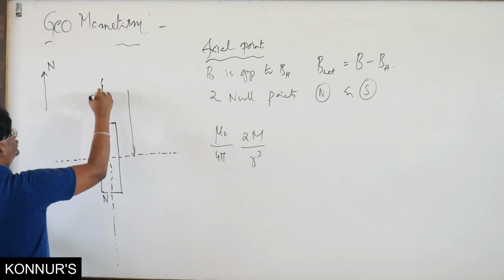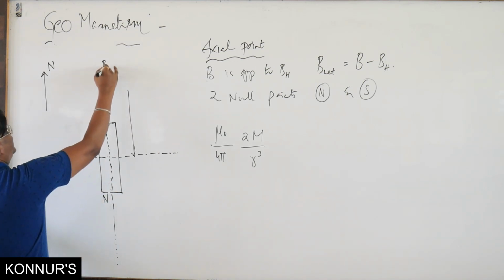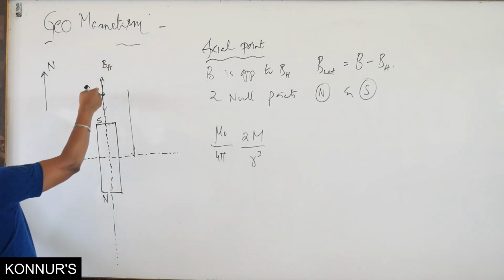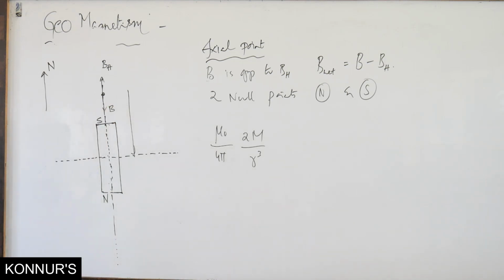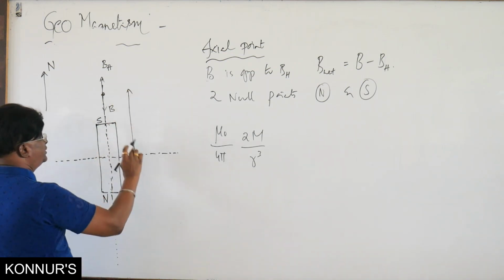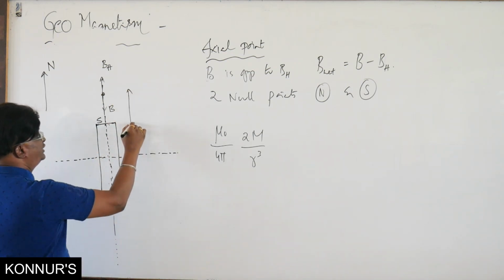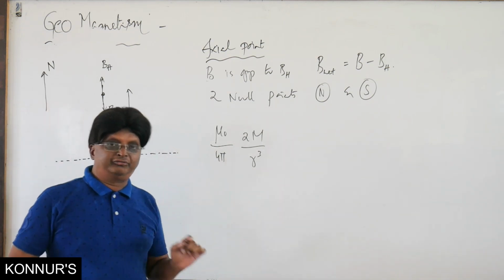Supposing here, the so-called null point is due to equal and opposite fields. This is BH, south to north, and this is the south pole, therefore magnet induction due to magnet, capital B. This R is, remember, not the distance between null points. My R is the distance of each of the null points from the center.